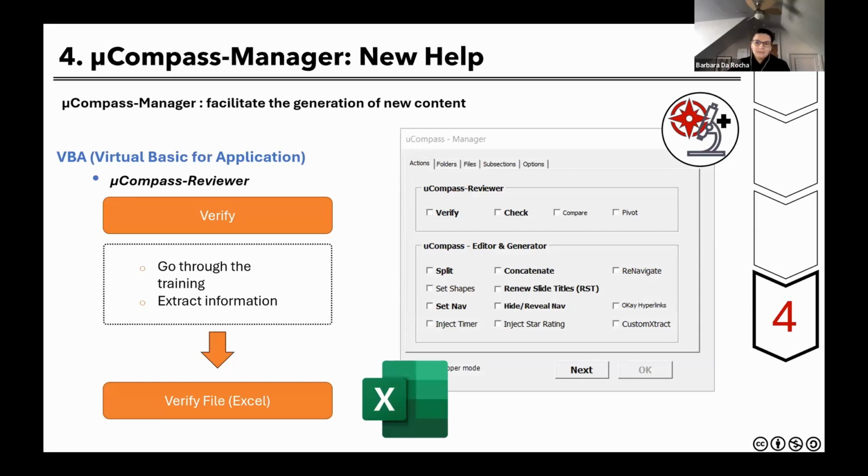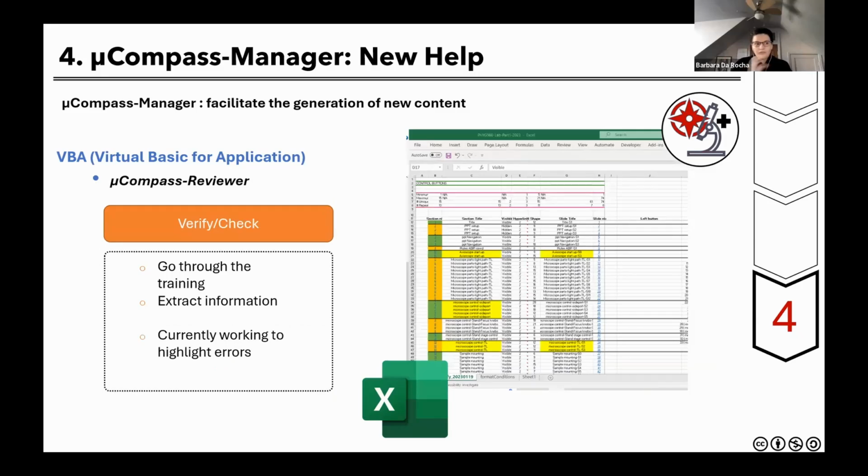So we have created a new app that is running on Excel called Microcompass Manager, that in fact has a function to go through the PowerPoint and extract all the architecture that you have on the training, so that it allows you to know what is going on, what the links are, and how to do it. So it facilitates generating new content. We are building that so that it really helps to generate new training easily.